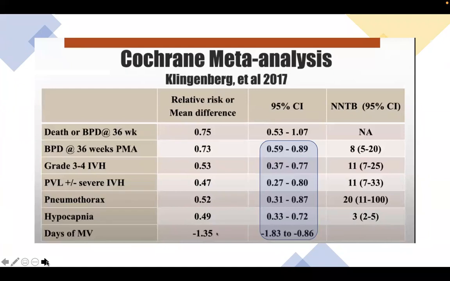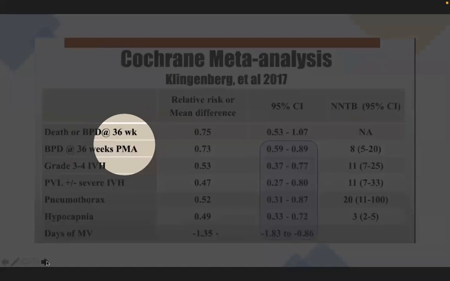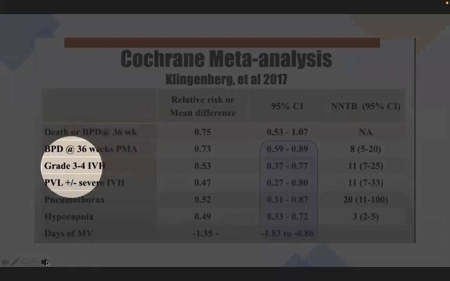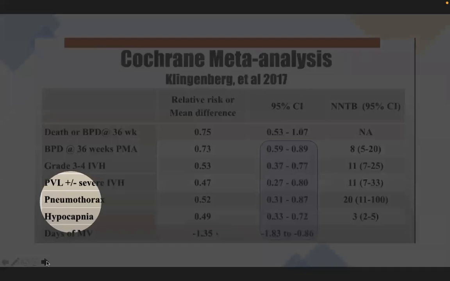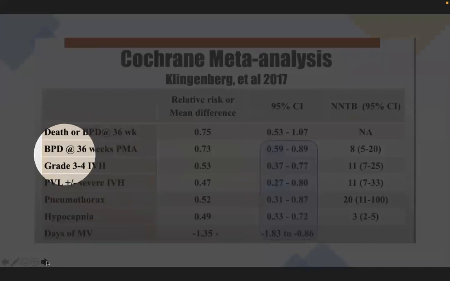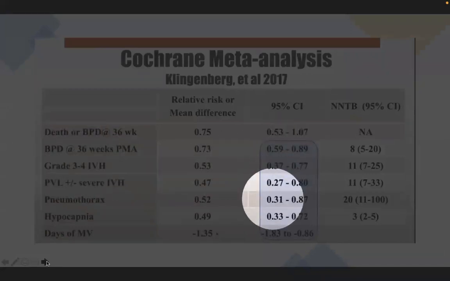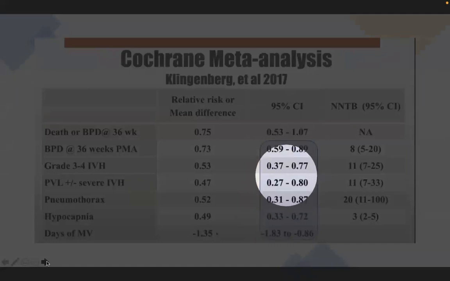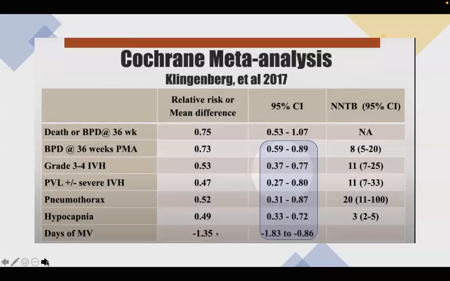In a Cochrane meta-analysis done by PGIMER et al. in 2017, a very landmark trial, they compared pressure targeting versus volume targeting, and they found that all the major parameters, that is, death or BPD at 36 weeks, BPD at 36 weeks, grade 3 to 4 IVH, PVL, pneumothorax, hypocapnia, days of mechanical ventilation, in all these parameters, apart from the first parameter, all other parameters are less when volume targeting has been used compared to pressure targeting.